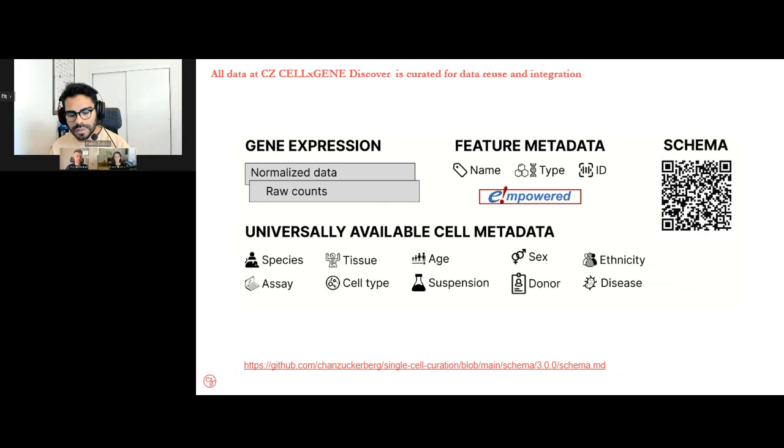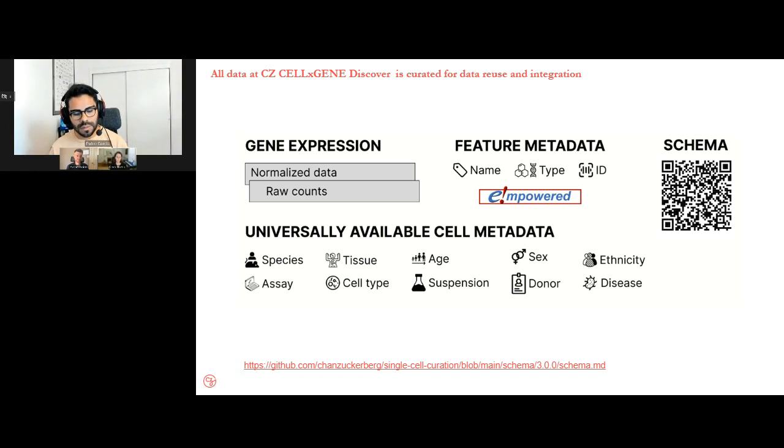So coming back to the standardization aspect of this, every single dataset that we bring into CELLxGENE Census has to follow a specific data and metadata schema. All of the data that comes into CELLxGENE has to come with raw counts, and we allow normalized data by the contributors so long as they provide the raw counts as well.